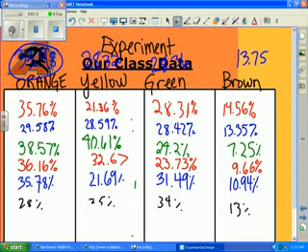But when we did this as a class, our class ones were 32.14. Okay, so that's pretty close. So our experimental was pretty close to our actual. For our yellow, our class was 24.39. Okay, so this is 4 points more than our actual.